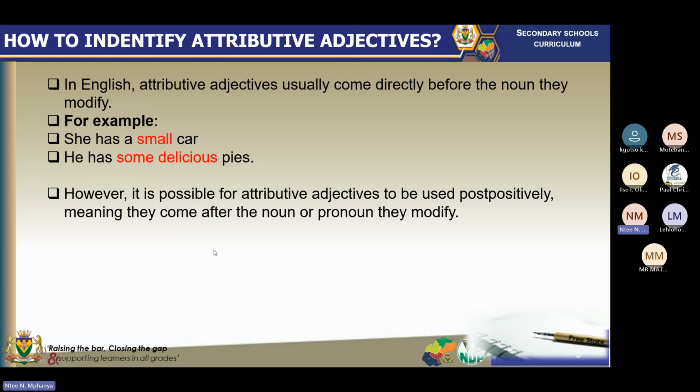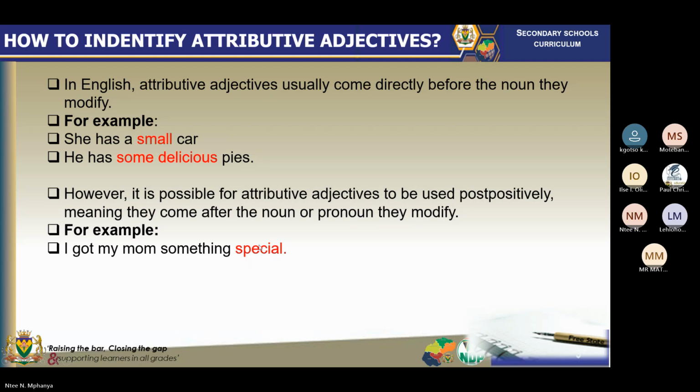However, it is possible for attributive adjectives to be used post-positively, meaning they can come after the noun or pronoun they modify. Let's look at them. I got my mom something special. Look at the positioning of this attributive adjective as compared to these two. It comes after. Usain is the fastest man alive.